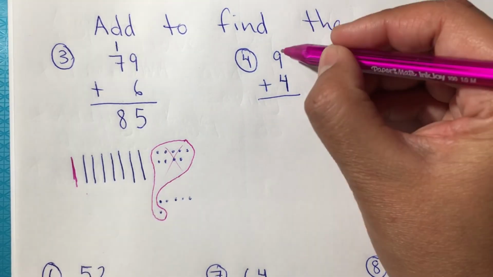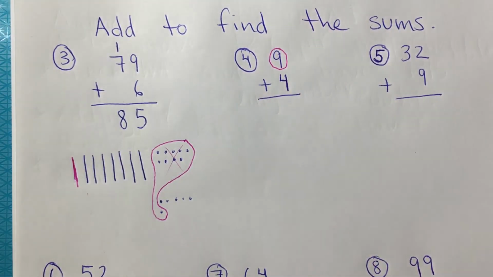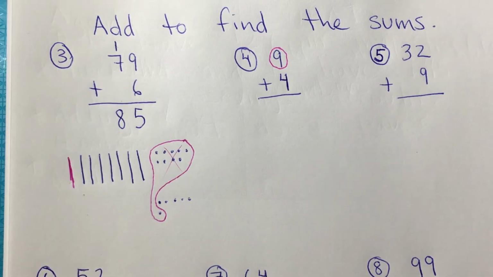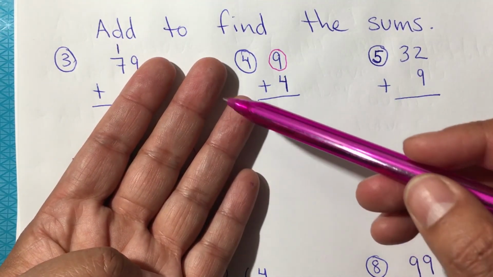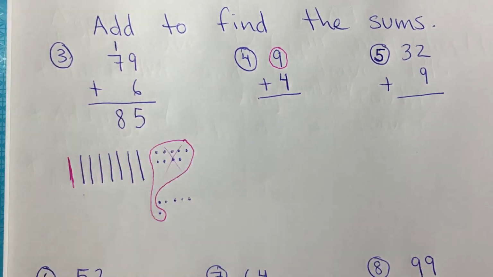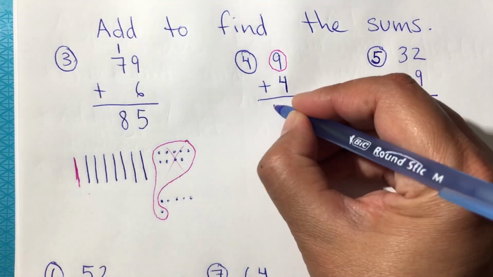9 in my head. Okay, I put the biggest number in my mind, it's 9. And I start counting up from there. 9, 10, 11, 12, 13. Okay, so 9 plus 4 is 13.